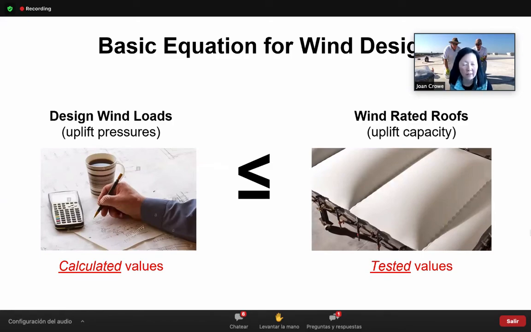So the basic equation in simple terms for wind design is that you want the design wind loads. Those are the pressures that a designer, a structural engineer, will calculate. It's like a prediction of what is going to happen to that building. Now, those values should be less than or equal to a roof system that has been tested. So us manufacturers go test all these different assemblies and we see where they fail. And then the number that they fail out becomes the rating for that system. But this is the basic equation. You want to make sure those calculated values are less than or equal to what's been tested in a laboratory, because that's how we know where it's going to fail.